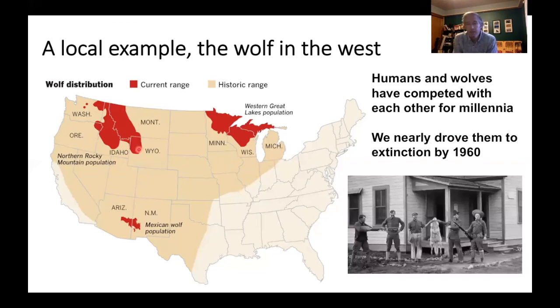And to be honest, humans and wolves have competed with each other for millennia. Since the very dawn of people being able to write, they've talked about how wolves are terrifying. We as people exist in a very similar trophic position to wolves. We like to eat the same food, and we do compete with each other. As a result, and because of fear of wolves, in the US we nearly drove wolves to extinction by 1960. They were almost completely eradicated from the US by 1960.